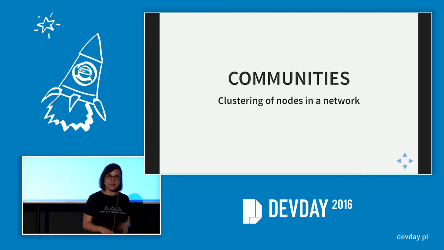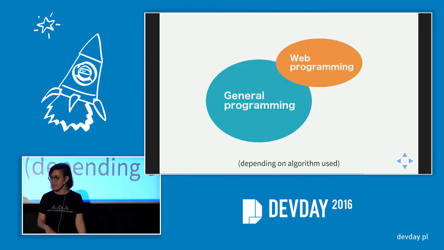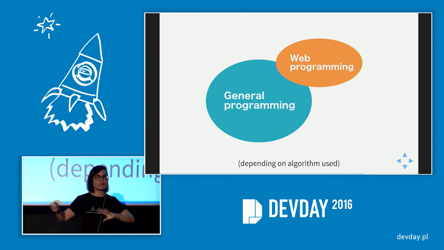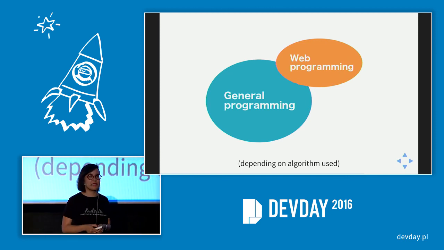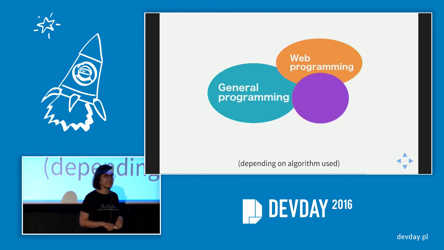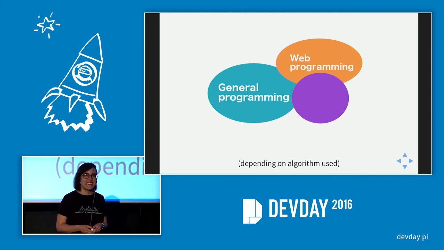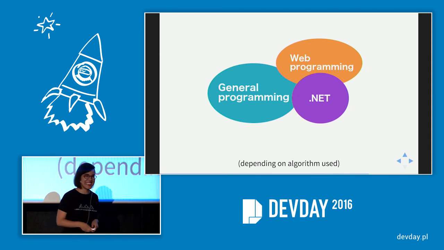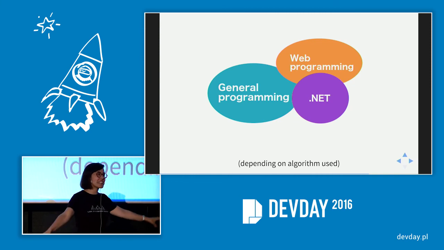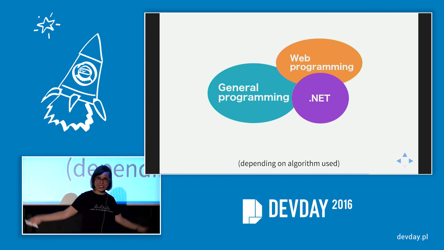And finally, the communities. Based on the algorithm that I used, some of them gave me two very distinct clusters. One of them was general programming, and the other one was web programming, mostly JavaScript. And with other algorithms, I got something like this. Can anyone guess what the cluster is? It's .NET. So, for those of you who are doing JavaScript, there is a world out there that does other programming as well. And for those of you doing .NET, yes, there is a world outside as well.